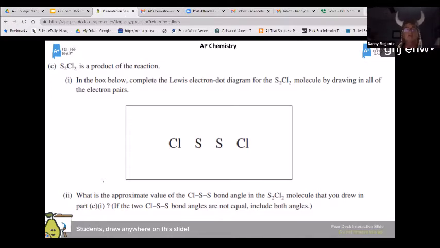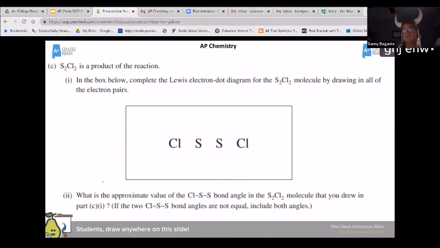For the second part, they would like to know what's the approximate value of the bond angle. Now, here's what I want you to think about. After you draw the Lewis structure, which I know you're doing now because you can't wait, but listen to me anyway. As you're drawing the Lewis structure, don't think, oh, chlorine, sulfur, sulfur, chlorine is all in one line. Don't think it's, oh, this is exactly how it is. It must be like 180 degrees because that's what it looks like on the paper.